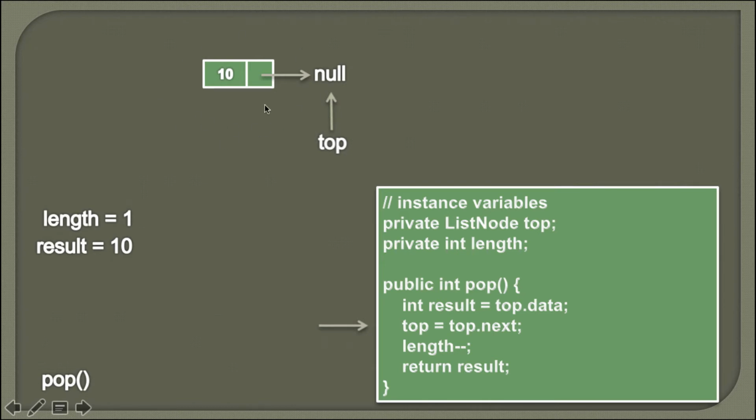And as this list node is not referred by top, it would be removed. We'll decrement the length by 1 because the node is now removed from the stack. And finally we'll return the result. So friends, here you can see when the stack is empty, the length is 0 and top points to null. So friends, here we saw the demonstration of how to implement a stack in Java. So let's go to Eclipse and see the working code.